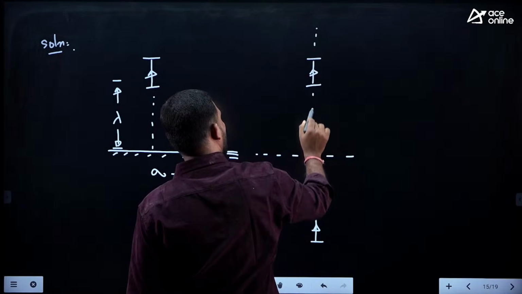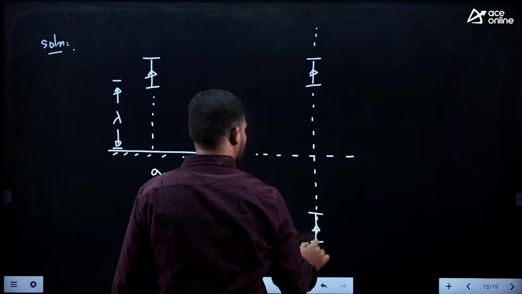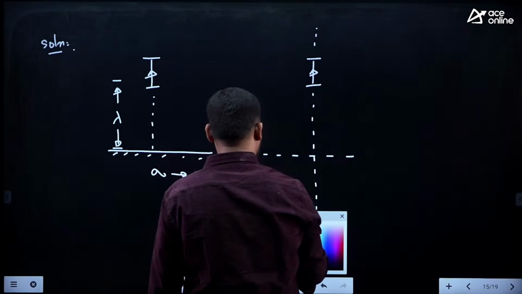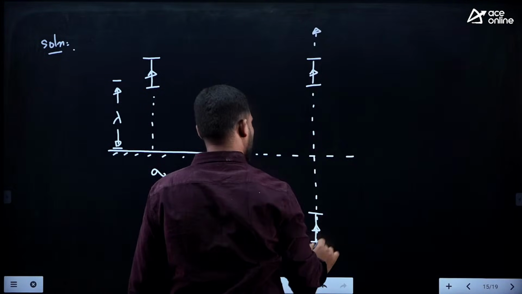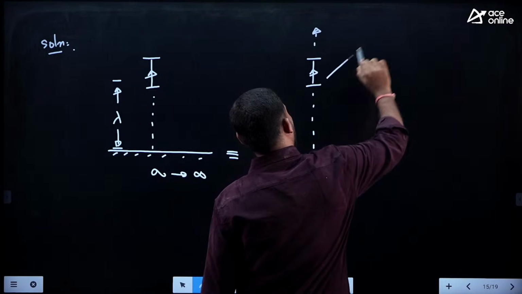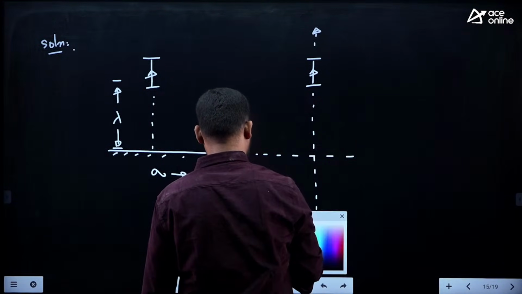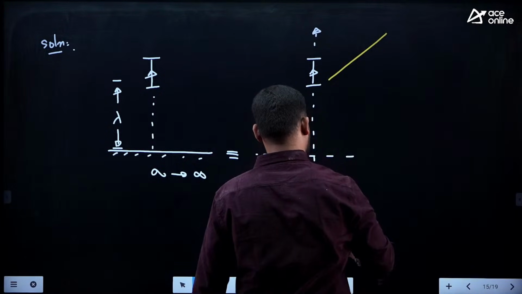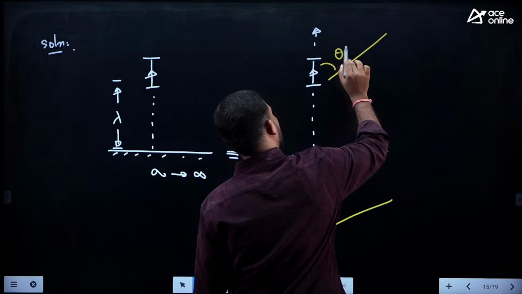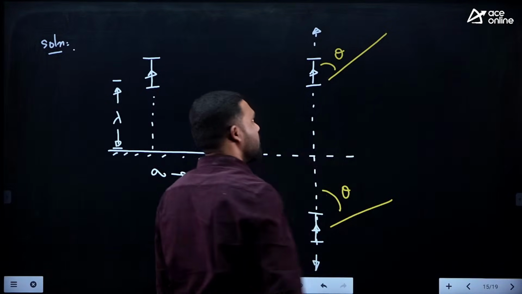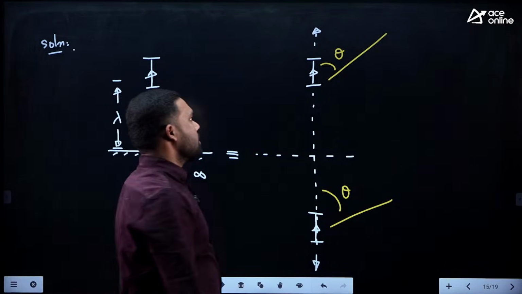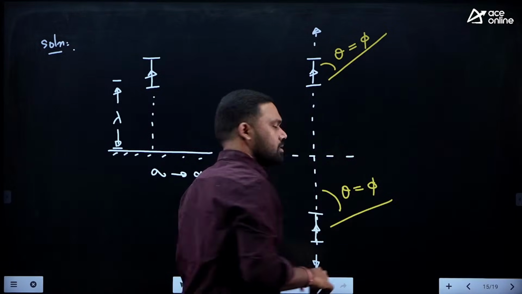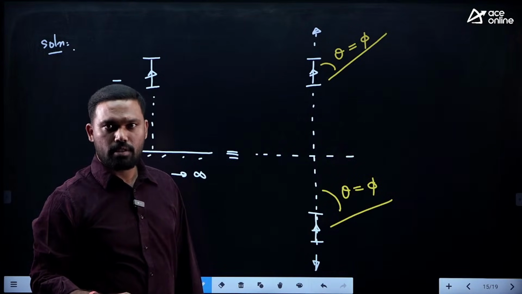This is the axis of the array. This is the orientation of the antenna. How the angle is defined: this is theta, and this is also theta. This is the angle made with respect to the orientation of the antenna. And this is also equal to phi. What is phi? It is the angle made with respect to the axis of the array.